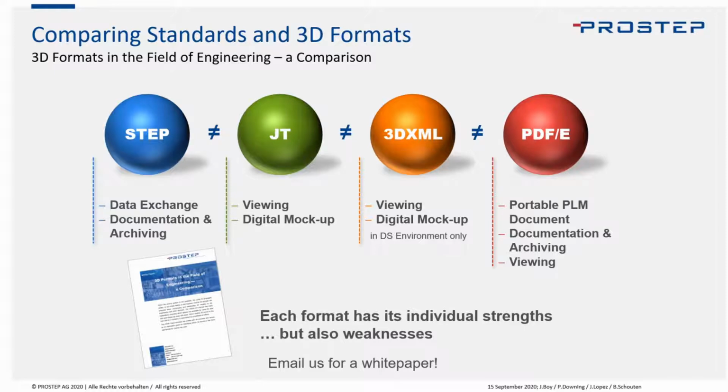Then there is JT, which comes from the visualization, the viewing use case, and it allows for very efficient viewing of even complex product structures and doing digital mock-ups in a very efficient way. And so it's also used for engineering exchange, but it has a slightly different area of application in general. And these two are actually ISO formats. So you have ISO 10303 STEP, you have ISO 14306, which is JT.